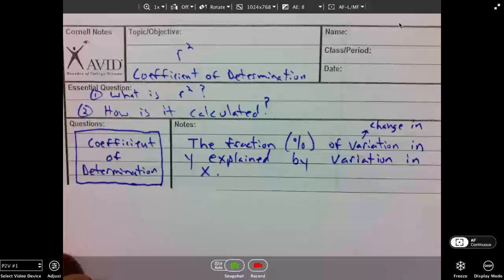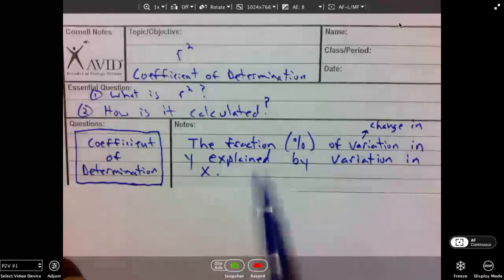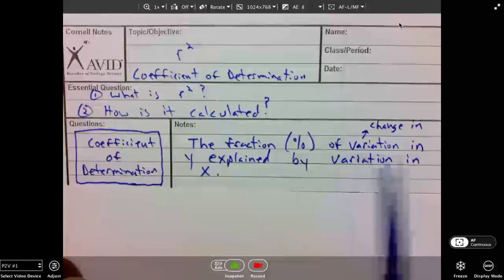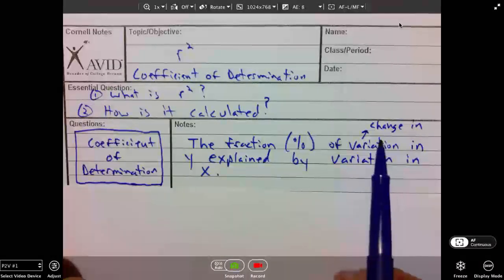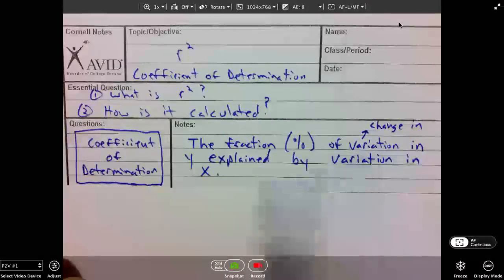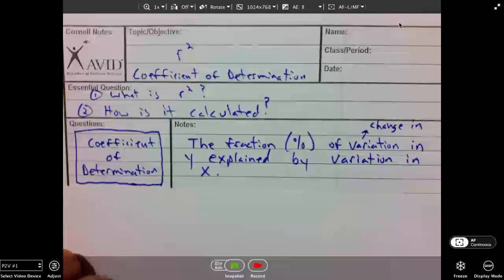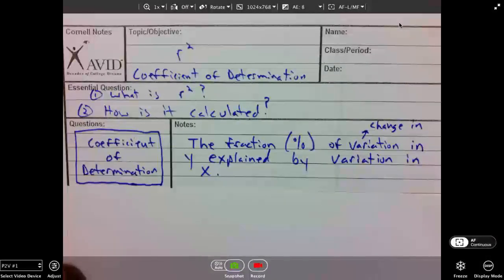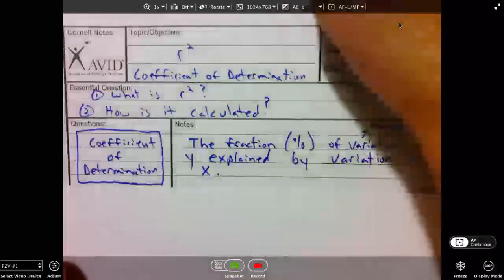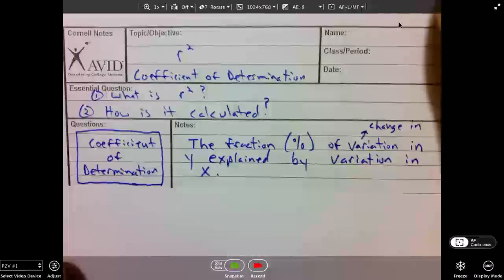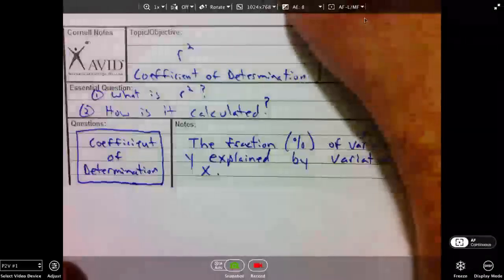Definition. R squared is the coefficient of determination. That's the fraction or percent of variation in, by variation we mean change, variation in y explained by variation in x. The coefficient of determination is a percent that tells you how efficient your model is at predicting some y given some x.